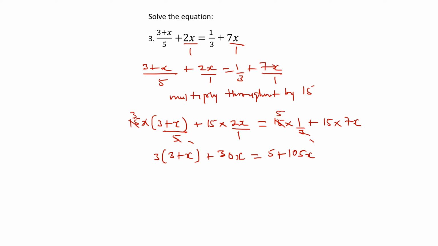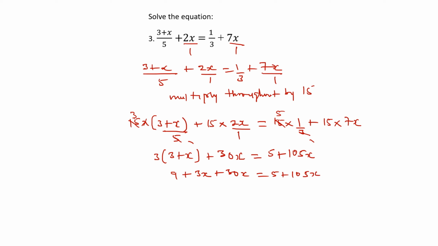105x. So we expand this bracket. 3 multiplied by 3 and then 3 multiplied by x. 3 multiplied by 3 is 9, plus 3 multiplied by x is 3x, plus 30x is equal to 5 plus 105x. We will write this again.